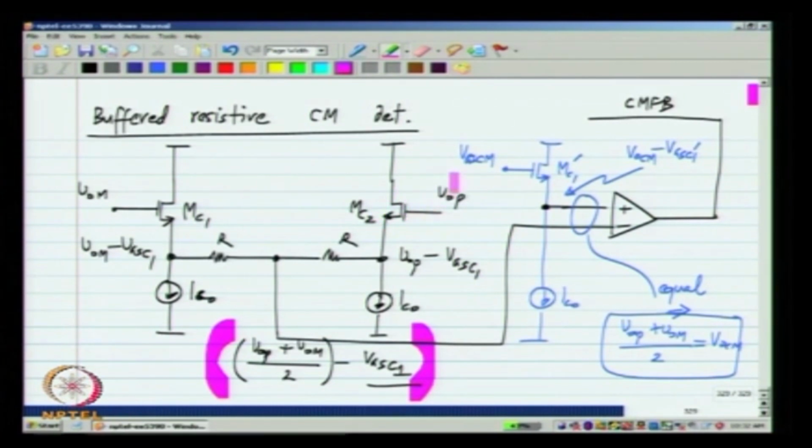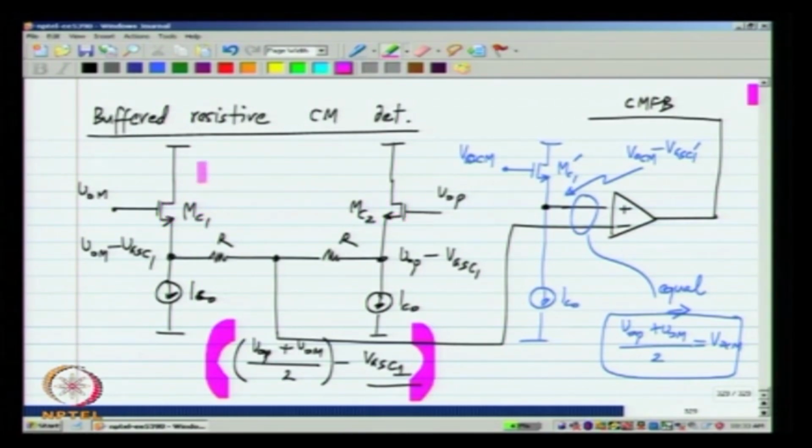Now, that is not very likely, because for an enhancement transistor with a positive threshold voltage, VOP has to be above the supply voltage VDD for MC2 to go into triode region. So, that is not likely, but at least there is a lower limit. So, that is one problem. So, we will end up with some swing limits. Now, secondly, these transistors will have body effect.